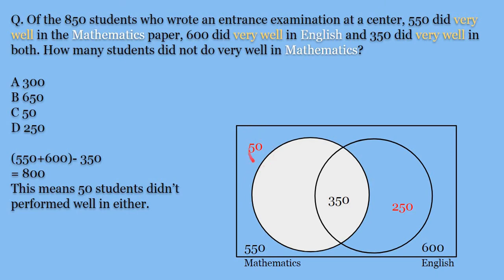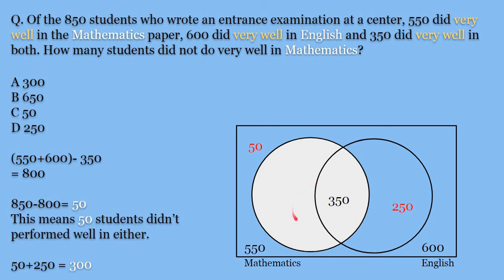Now we have to find how many of them did not do well in mathematics. So we already know that 550 students did well in mathematics. So how many did not do well in mathematics? The first way can be, we can subtract 550 from 800. The second approach can be, we will have to take the area of this, that is those students who did well in English but did not do well in mathematics. And similarly we will add this also, because they also did not do well in mathematics, that will come out to be 300. So 50 plus 250 is equal to 300.